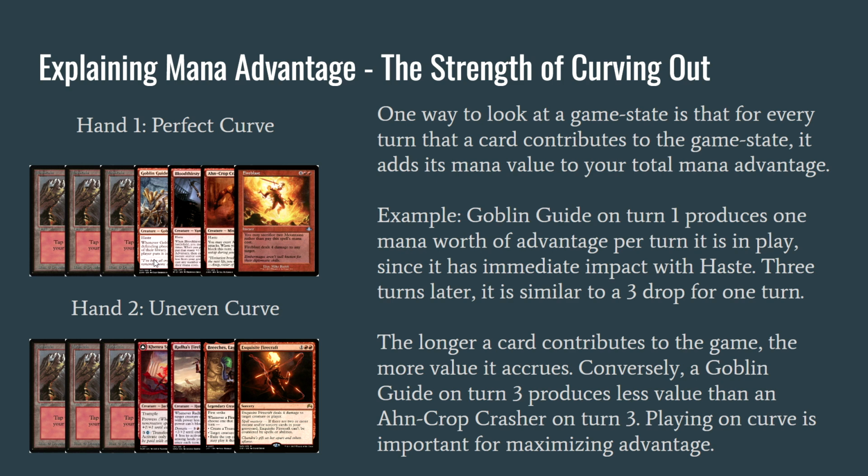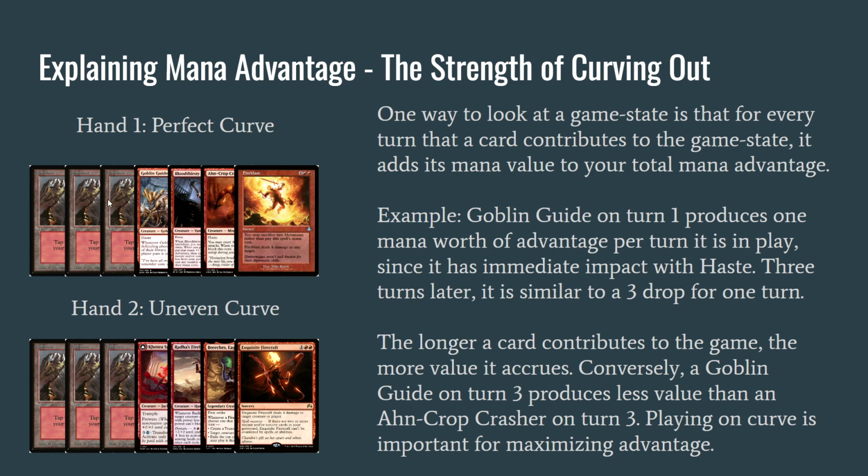So it's basically like it gave you 2 mana worth of value. If it's been around for 3 turns, it's giving you 3 mana worth of value. Something like an Outcrop Crasher is generating 3 mana value per turn. So the idea is that if you play your early drops early on, they can act as if they are much larger drops. So a Goblin Guide on turn 1 that lasts for 3 turns is roughly equivalent to a 3-drop that is played on turn 3.